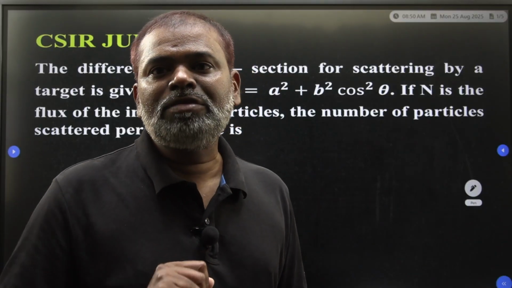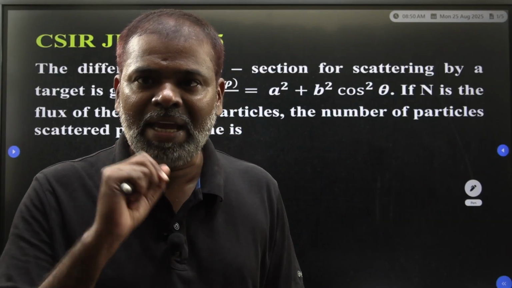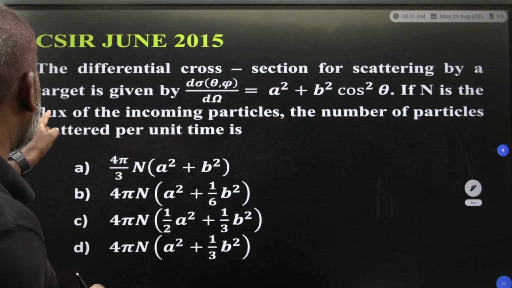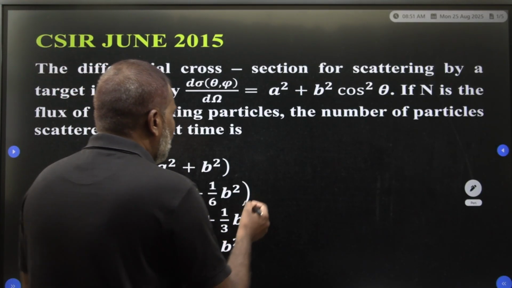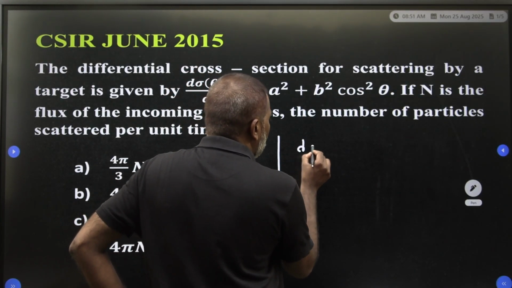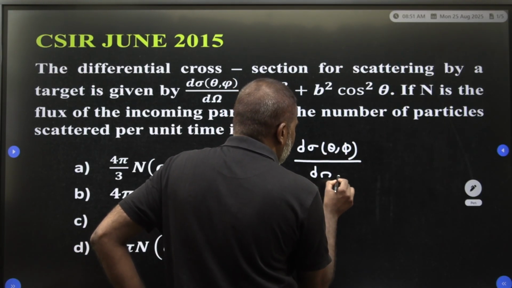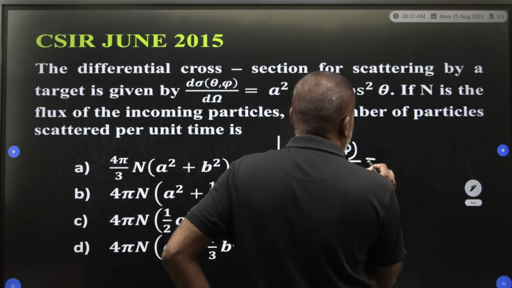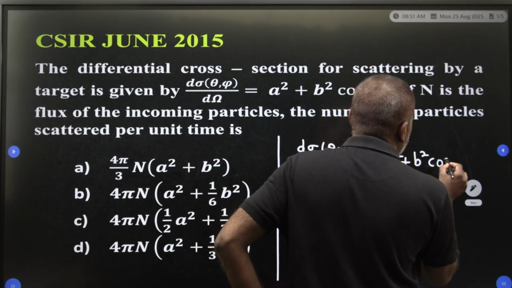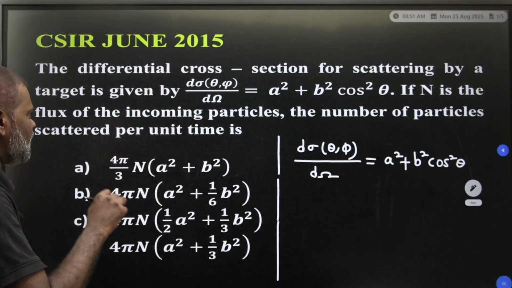In the elementary theory of scattering, the question I took, the first part you have to take as a differential scattering cross section. The differential cross section for a scattering target is given as d sigma of theta comma phi divided by d omega is equal to a square plus b square cos square theta. This is the differential cross section for the scattering target.